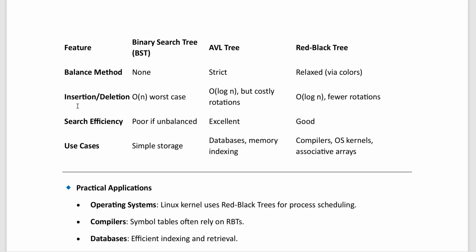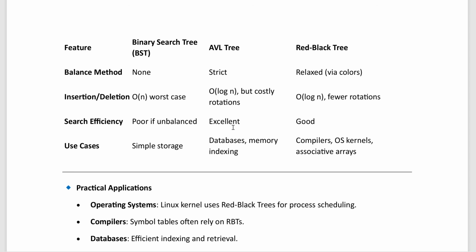we are using colors. As far as insertion deletion operation is concerned, in binary search tree, insertion deletion can take big O of n time in the worst case. AVL tree takes time big O of log n for insertion and deletion operation, but costly rotations are required. In red black tree, insertion deletion operations take big O of log n time, but fewer rotations are required.